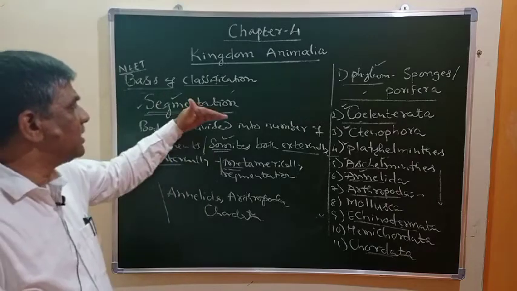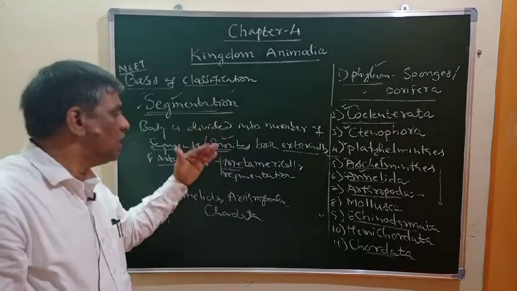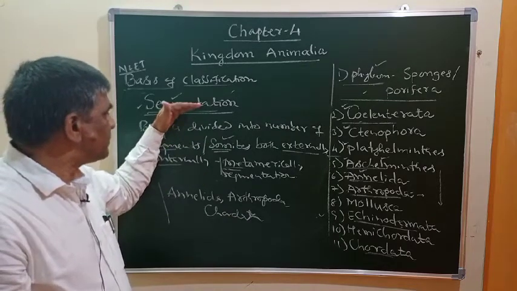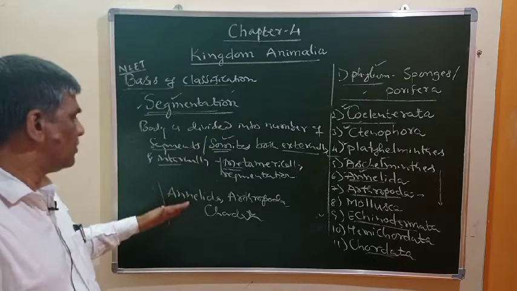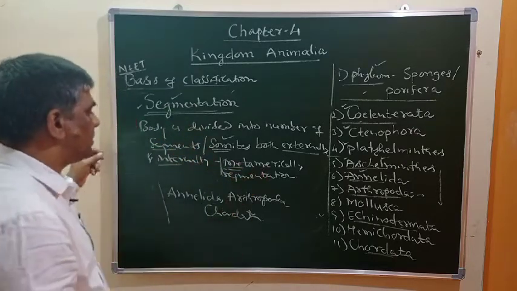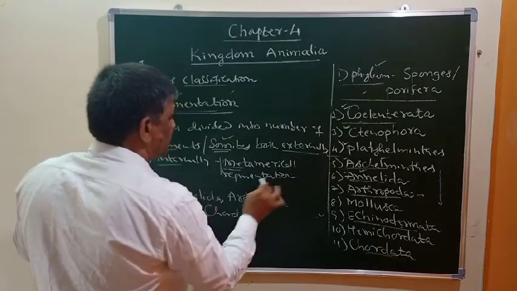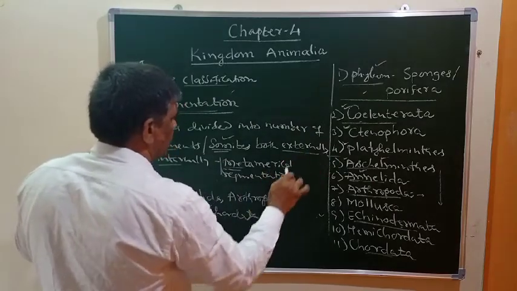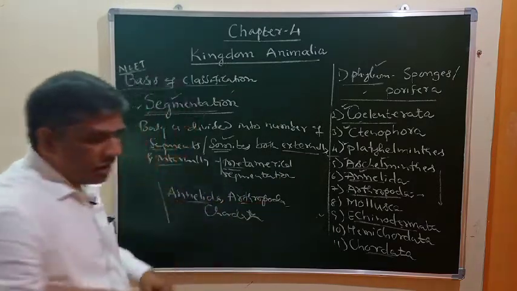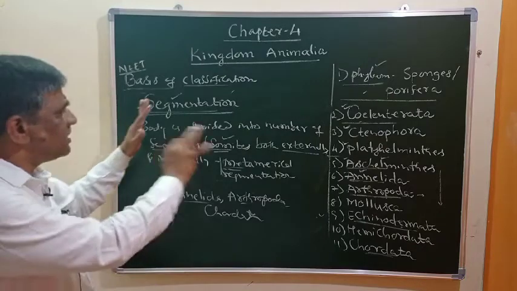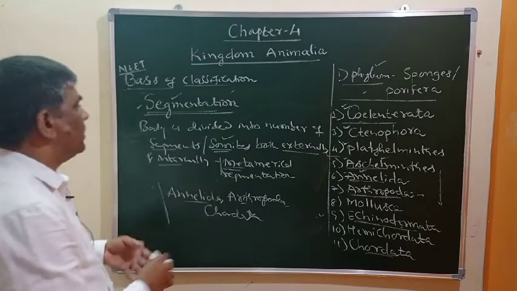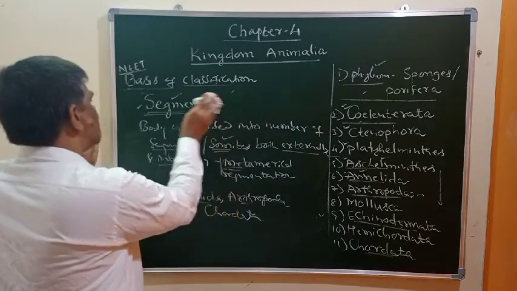It means the body is divided externally and internally into a number of compartments, a number of segments, and that process is called segmentation. This is called metameric segmentation, and the animals are called metamerically segmented animals. This is characteristic of only three phyla: Annelida, Arthropoda, and Chordata. Everything you should remember, whatever question may be asked in the examination.